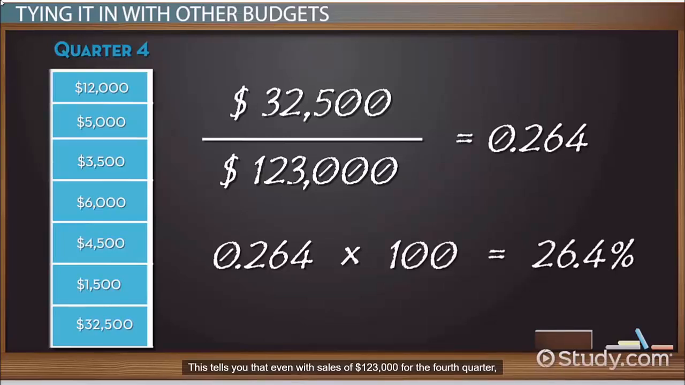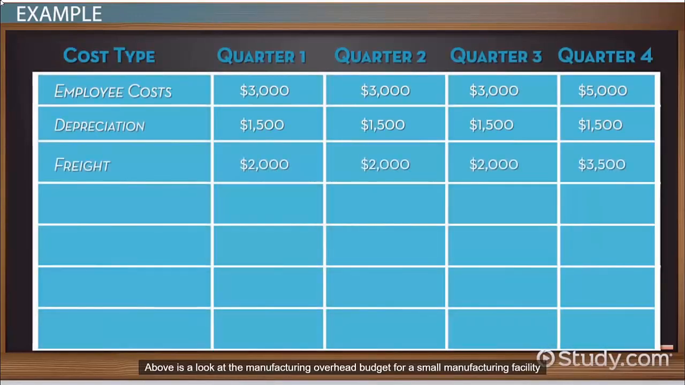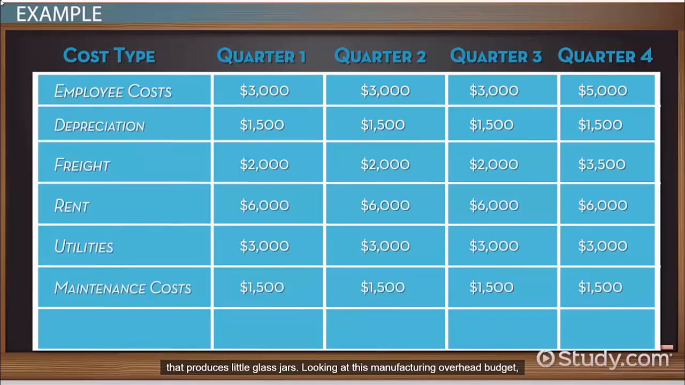This tells you that even with sales of $123,000 for the fourth quarter, running your manufacturing facility still takes away a good chunk of your sales. In this case, it takes up slightly more than a quarter of your sales. Ideally, you want your overhead percentage to be as low as possible so you get to keep more of your profits and use it to build and grow your company. Let's look at another example. Here's a look at the manufacturing overhead budget of a small manufacturing facility that produces little glass jars.